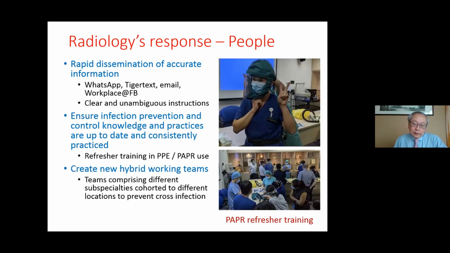In order to prevent entire teams being shut down due to quarantine, we now create hybrid working teams comprising specialists from different subspecialties, for example neuro, body, and so on, in different physical locations, so that we lower the risk of cross-infection. As with any adversity, there are emotional and morale issues to cater to. We have one extreme where people are frightened and basically can't function, to the other extreme where they are cavalier and do not follow infection control. So all these need to be addressed.